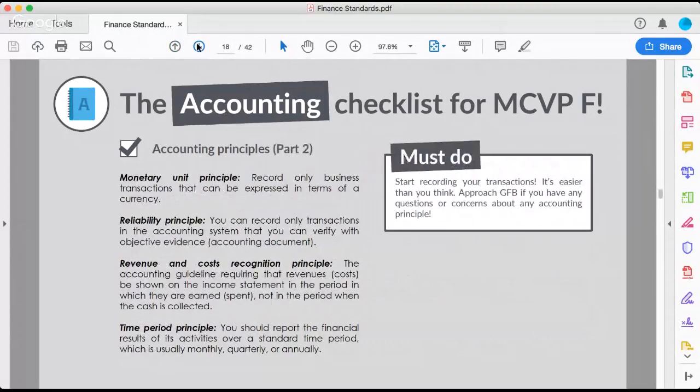Accounting principles, then the next part. The monetary unit principle means that you can only record transactions that can be expressed in terms of currency. So, for example, as Isaac, we cannot put goodwill on our accounting because we cannot say how much it is actually worth.